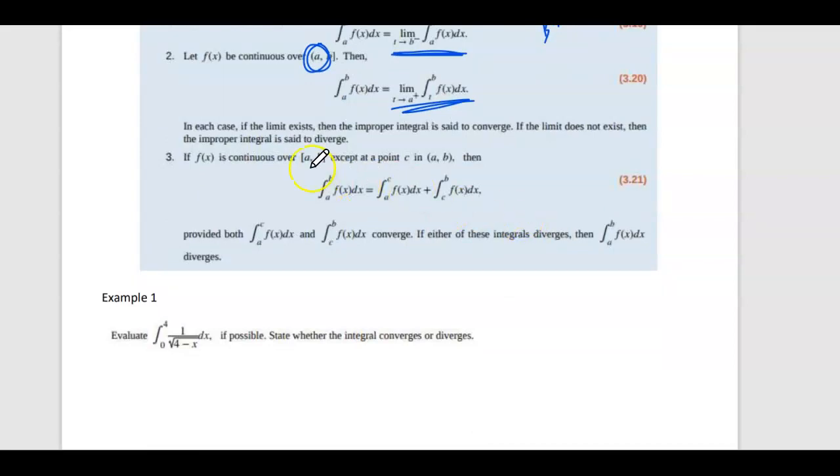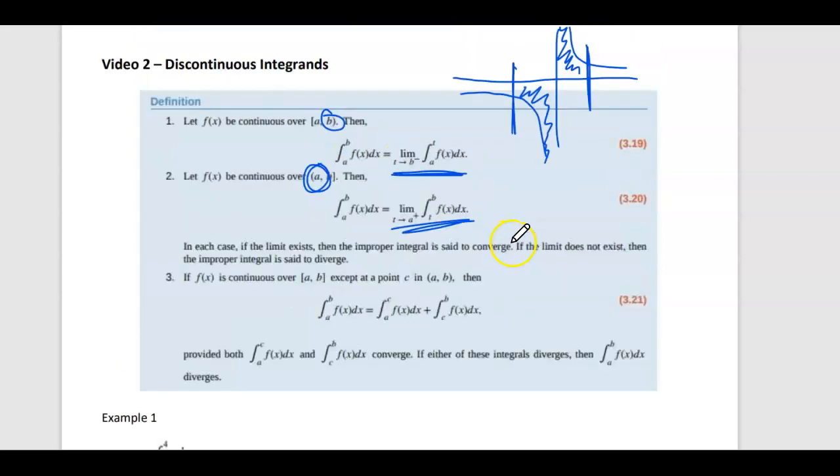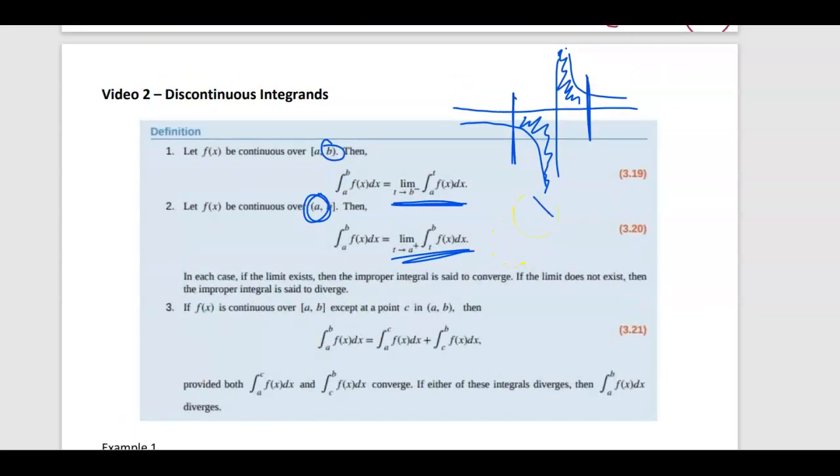And if you end up having continuous over a to b except for one point, then you could split this up. So in our example right here, x equals 0 is where my point of discontinuity is. So I could set that up to go from a to 0 and then 0 to b, and then you'd have to do this on each side of that discontinuity.